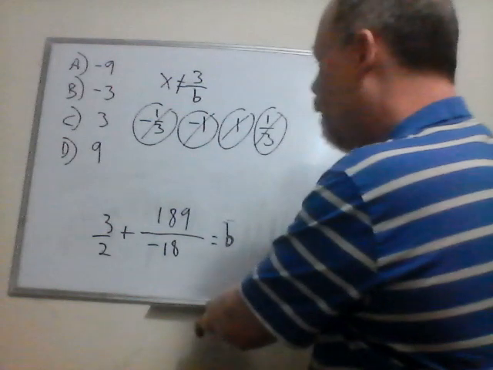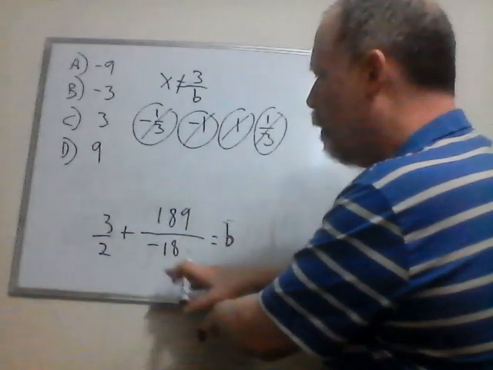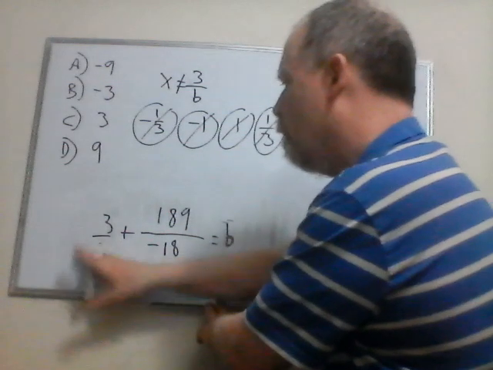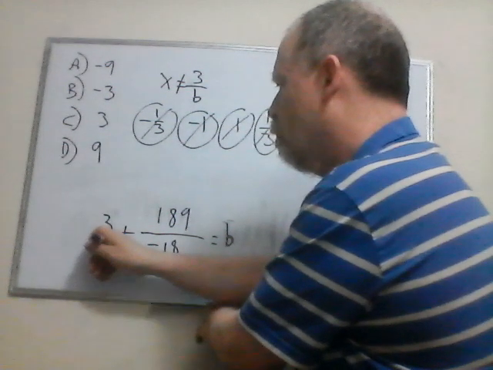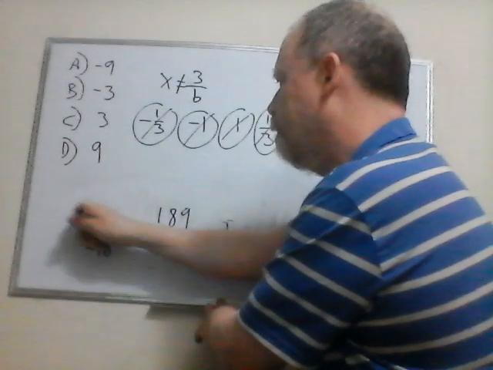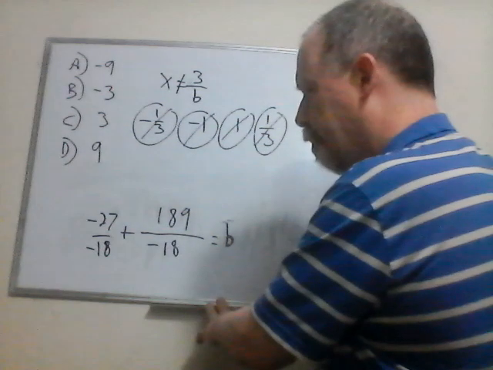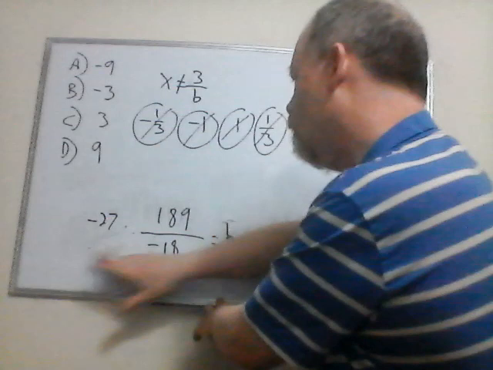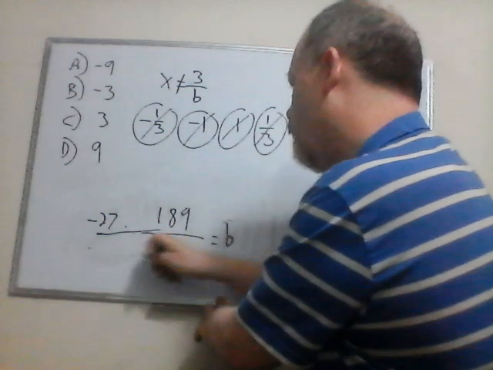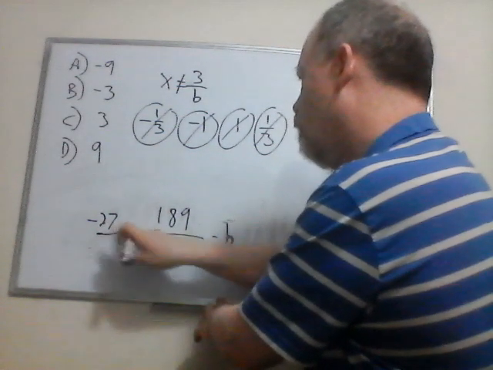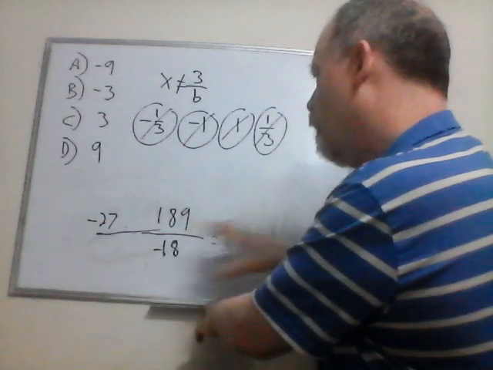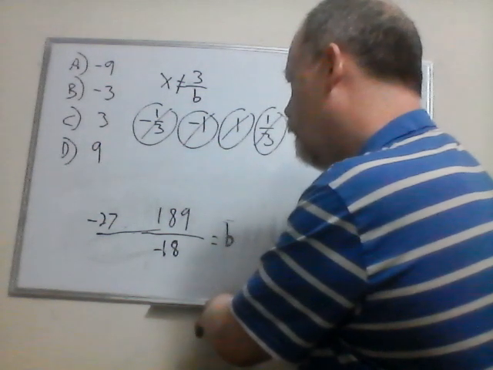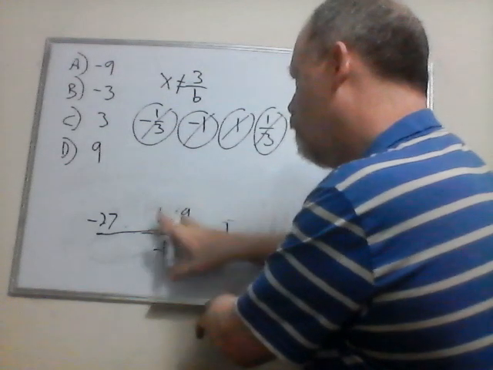From there, to get a common denominator, I'm going to multiply top and bottom over here by minus 9. It's minus 18. And this becomes minus 27. Okay, so I don't need that. It's minus 27 plus... actually stay minus 18. Minus 27 is going to become 162.